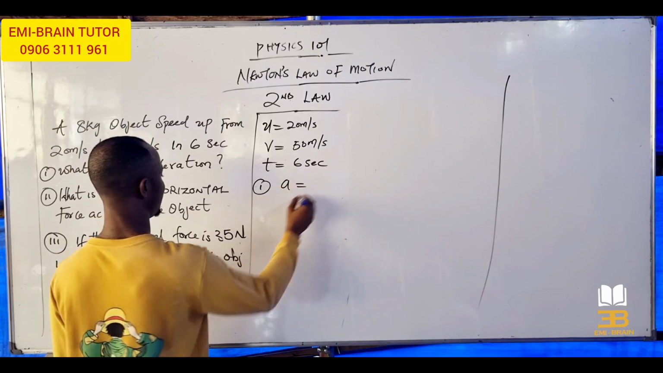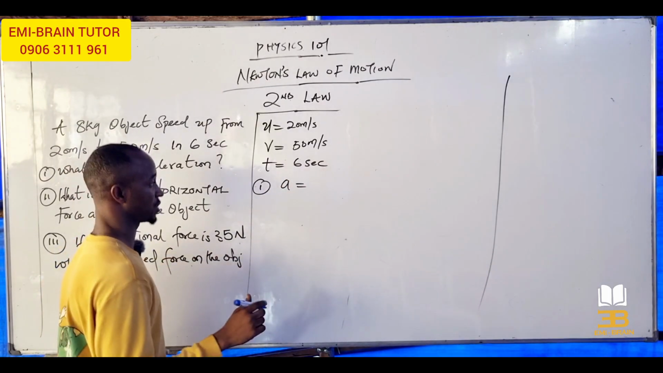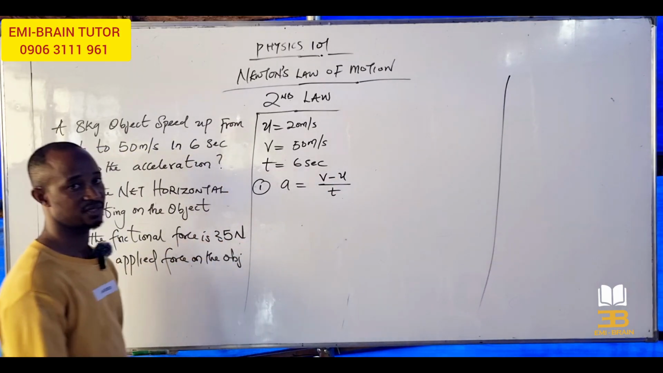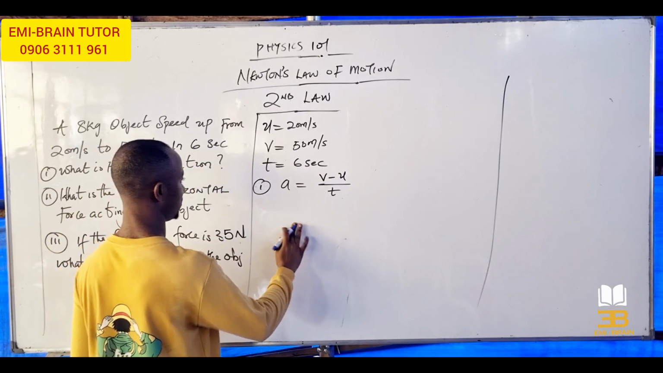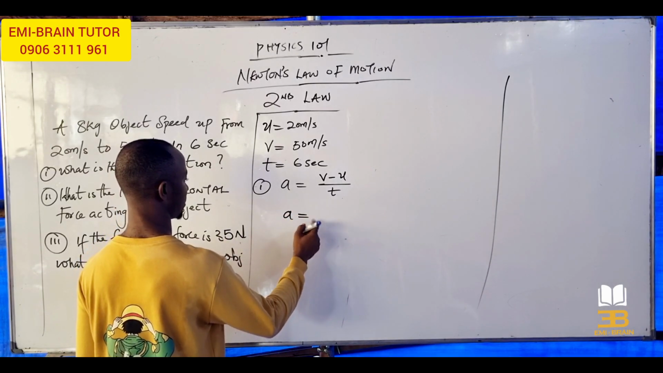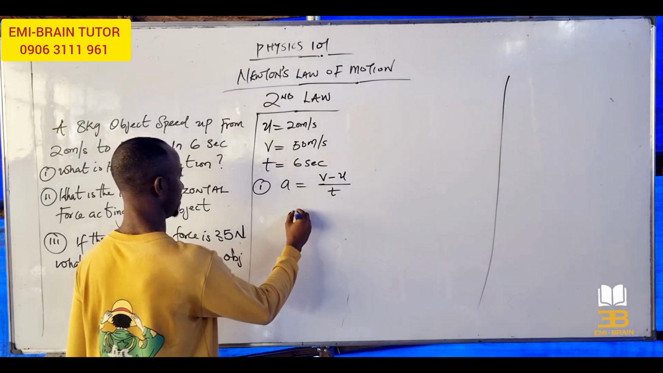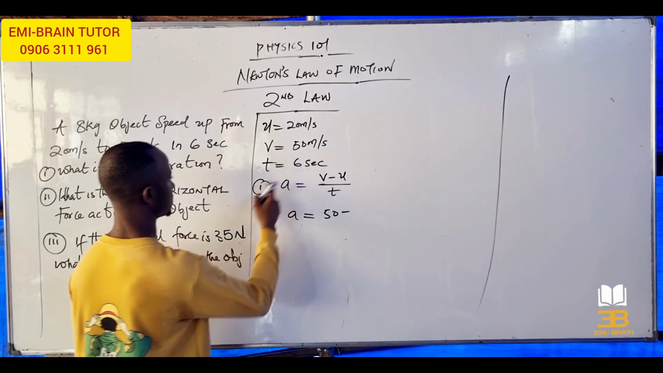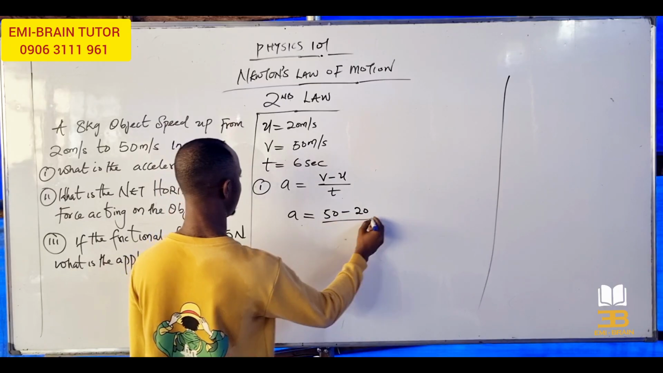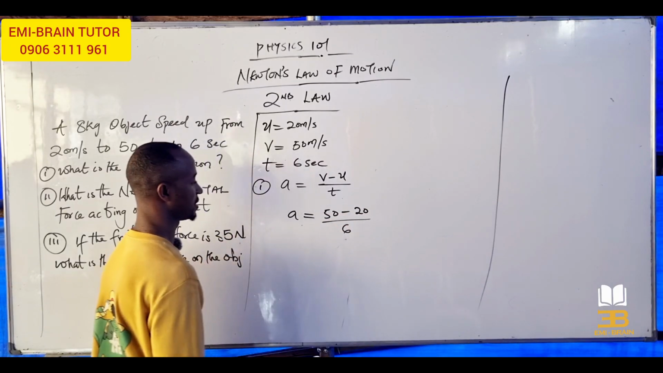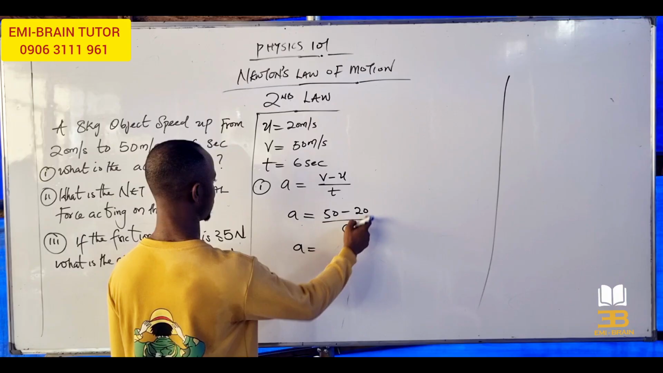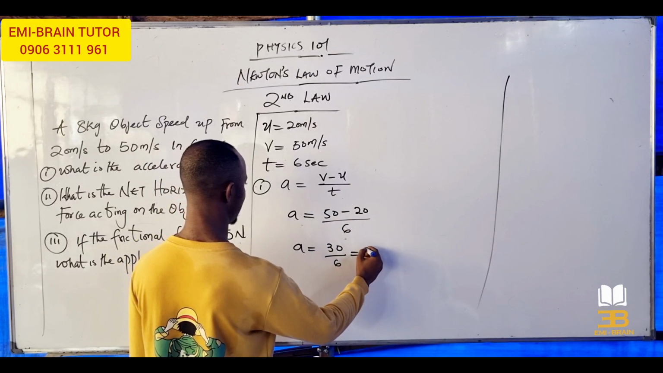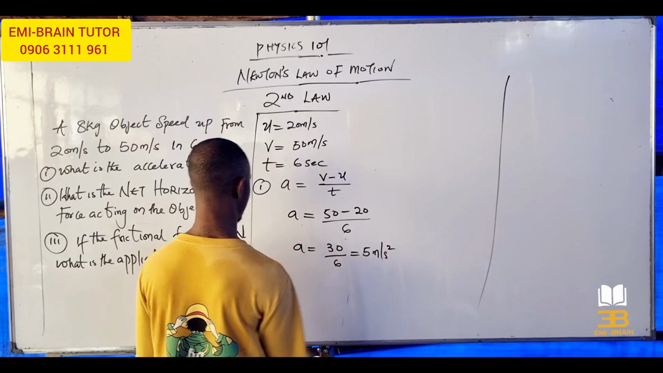Acceleration of the body, we have already defined from the second law of motion, is given as v minus u divided by t, the change in velocity divided by t. That will give us our acceleration. So the value of a becomes 50 minus 20 divided by 6. 50 minus 20 is 30, 30 over 6. This will give us 5 meter per second squared for acceleration.